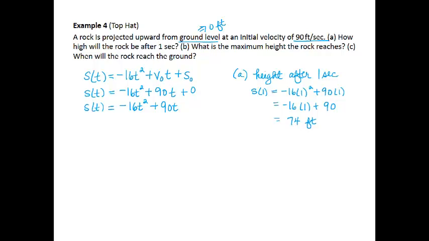Part B is to find the maximum height the rock reaches. If you recall, one of the features of a quadratic function and its graph is that when a parabola is opening downward, which we have in this case because of the negative value of a, the function reaches a maximum point, and that point occurs at the vertex of the parabola. And so anytime you have a quadratic application and it says to find the maximum or minimum, your goal is to find the vertex.